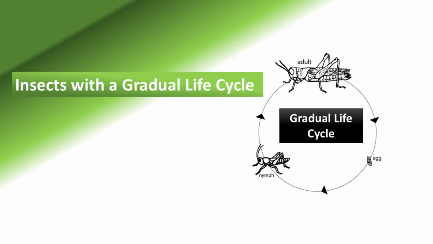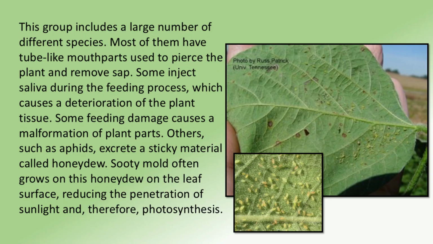Insects with a gradual life cycle. This group includes a large number of different species. Most of them have tube-like mouth parts used to pierce the plant and remove sap. Some inject saliva during the feeding process, which causes a deterioration of the plant tissue. Some feeding damage causes a malformation of plant parts.